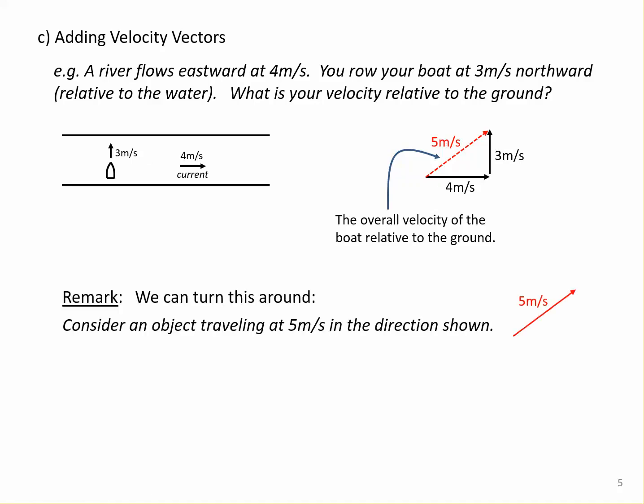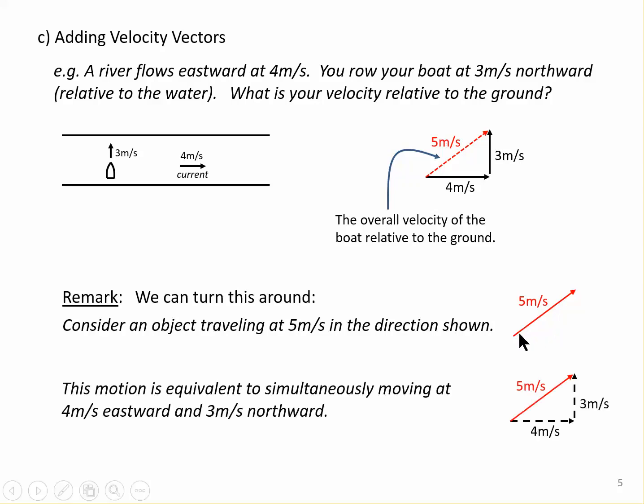By the way, we could turn this around. Suppose you have an object that you observe is moving at 5 meters per second in that direction. If you like, you can think of that motion as being composed of moving 4 meters per second this way simultaneously with moving 3 meters per second this way. That will give you this motion.